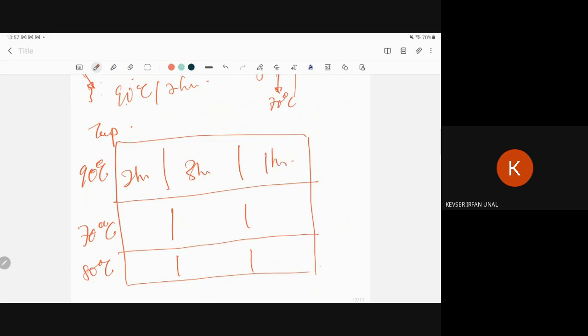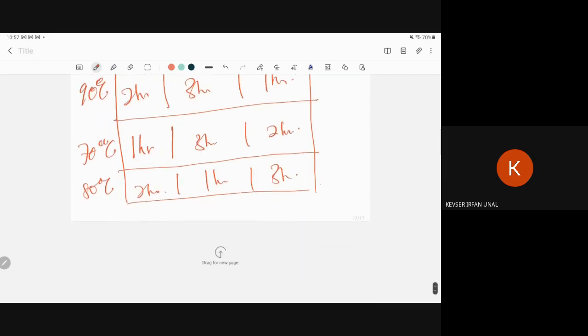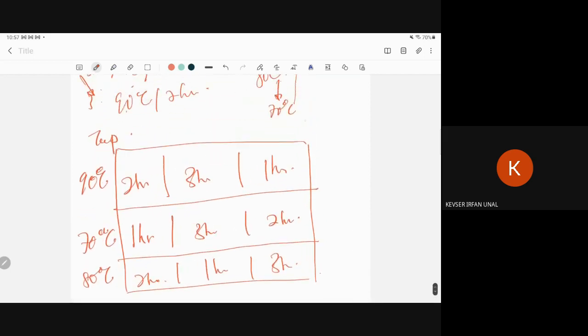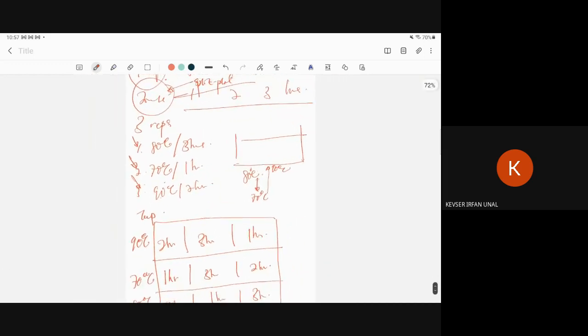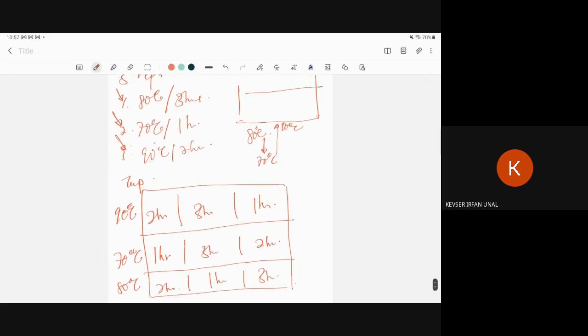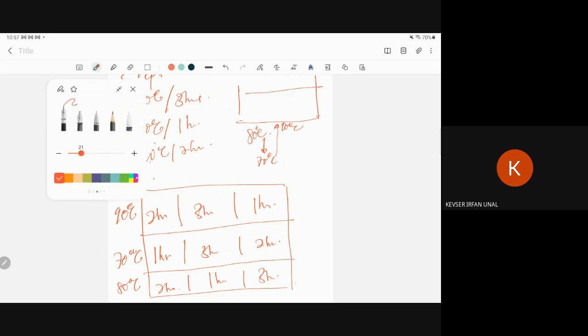Similarly, do not use the same sequence as for 90. For 70, you have to pick randomly again. For example, it is 1 hour, 3 hours, and 2 hours. And then again, randomize again. So you get, for example, 2 hours, 1 hour, and 3 hours. So that means that when you only have one water bath, this is the water bath, as opposed to this one, 80, 70, and 90. Now you see.